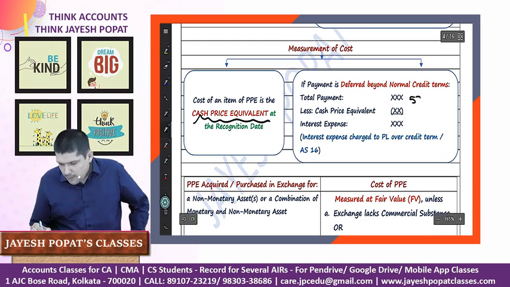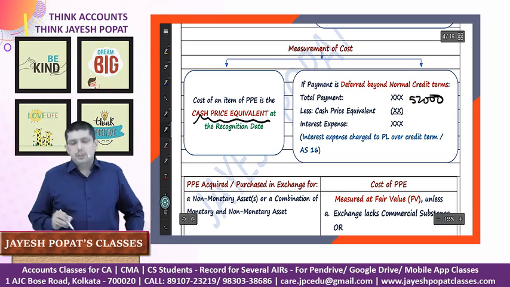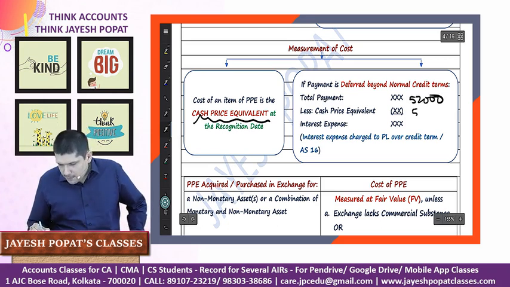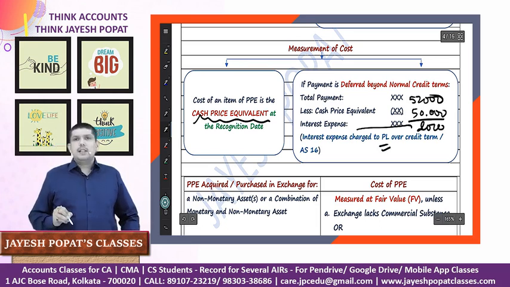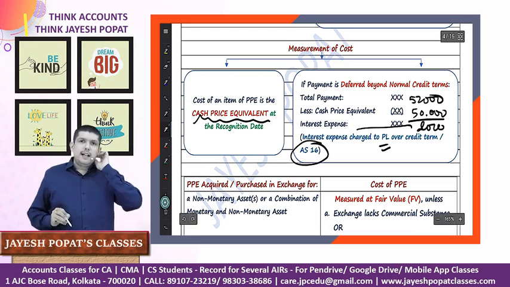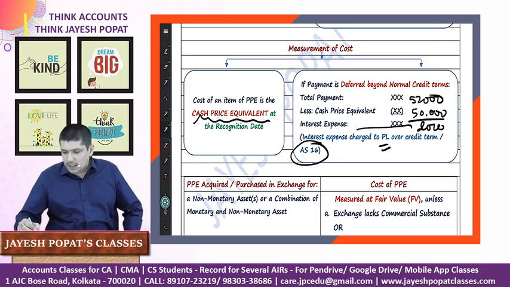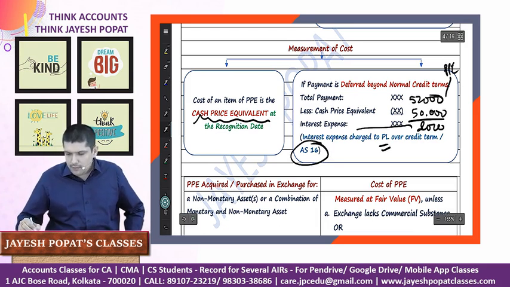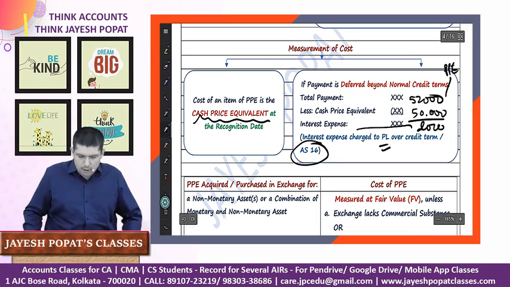So if I am making a payment of 52,000 total to the vendor, right, and the cash price equivalent is 50,000, right, 2,000 will be considered as interest expense which will be charged to the statement of profit and loss, or if it's a qualifying asset, it will be dealt with as per accounting standard 16, but the cost of the PPE will be considered the cash price equivalent.